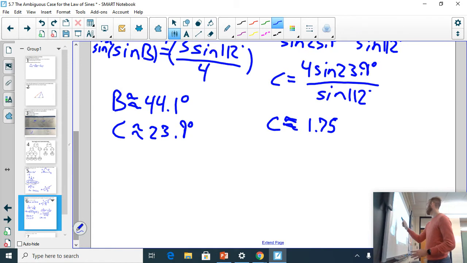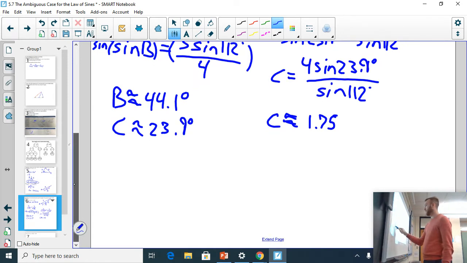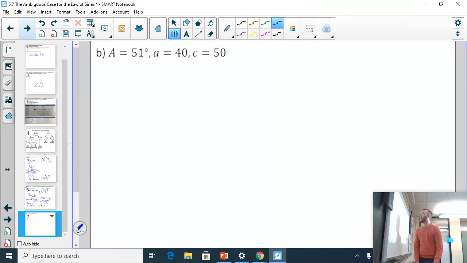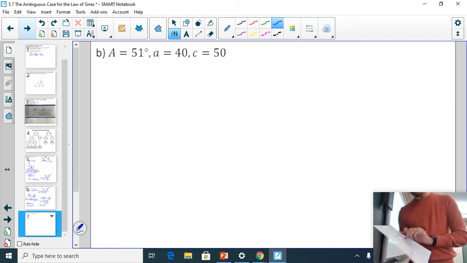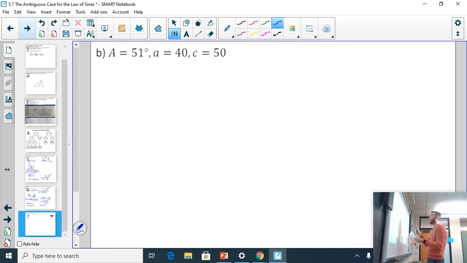And there's only one solution, so we know that this is the solution. Now for our B, we have our angle A is 51 degrees. And so I'm looking here at our less than 90 degrees. And then we have, is A less than or equal to B, or in this case, C, our other side? And so that leads us to this.